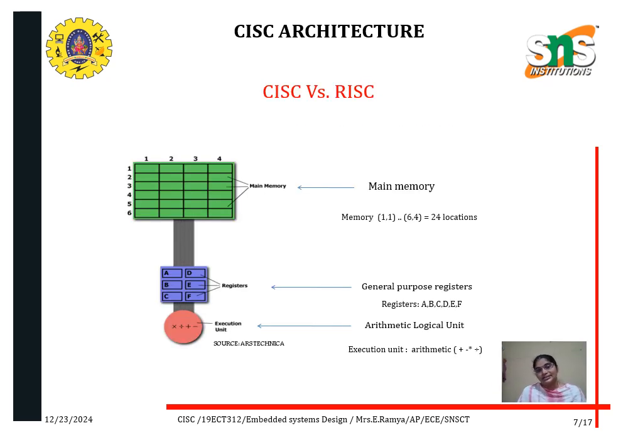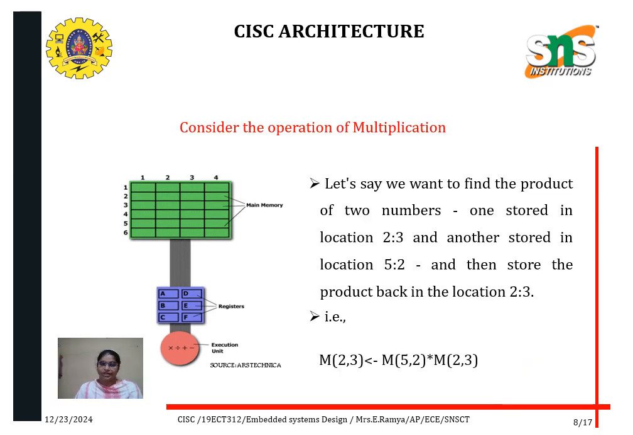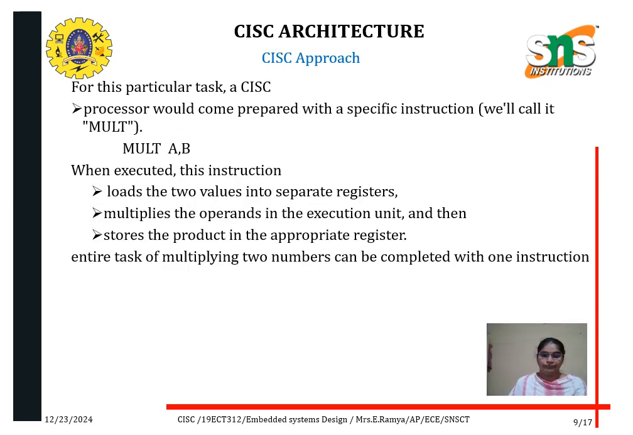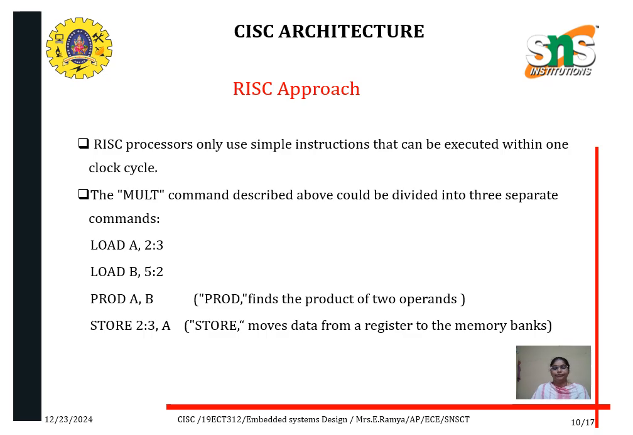What is meant by RISC and CISC? Consider a main memory, a general purpose register, and an arithmetic logic unit. Consider the operation of multiplication. Now we have to focus on the CISC approach. The processor would come prepared with a specific instruction. We call it multiplication A comma B.